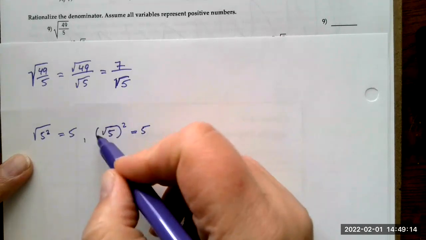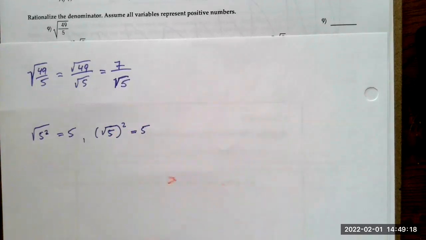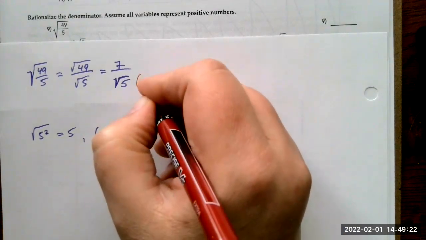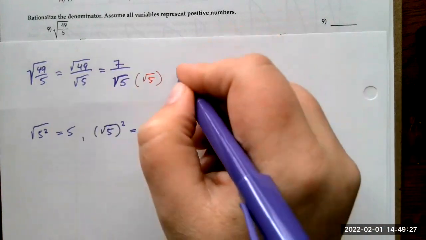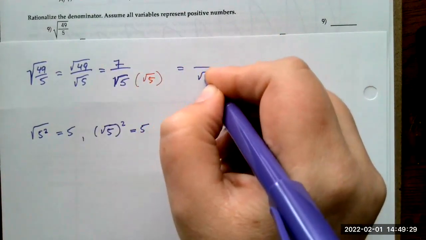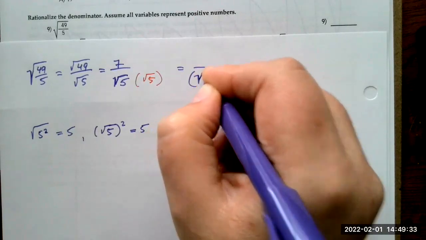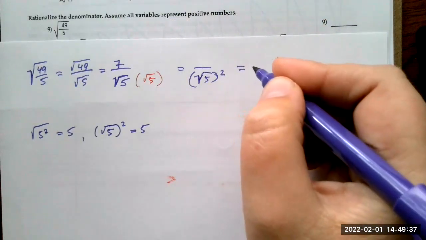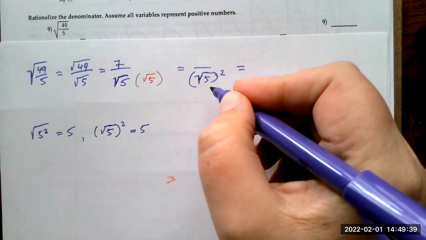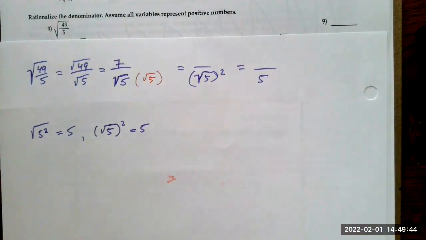But how do we achieve that? Well, we need to multiply it by another square root of 5, right? So this way we get square root of 5 squared on the bottom. And that's what we want. That's what they mean when they say rationalize the denominator, because now in the denominator we have 5. Yay.